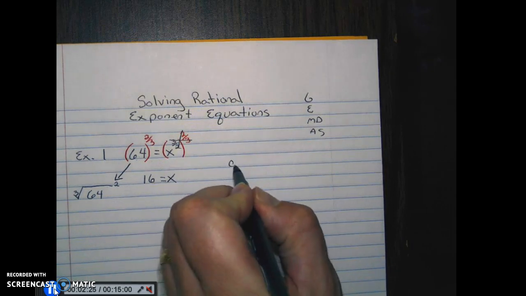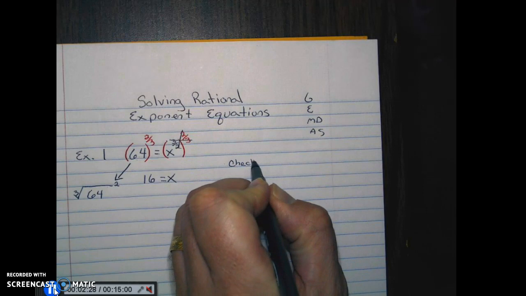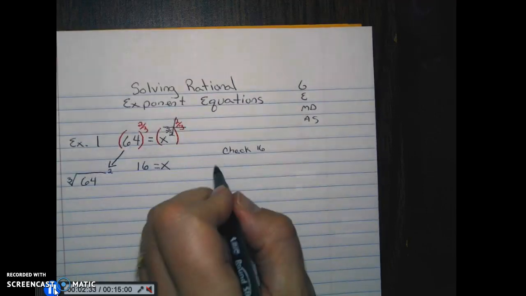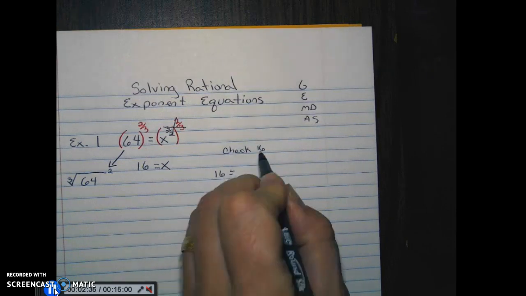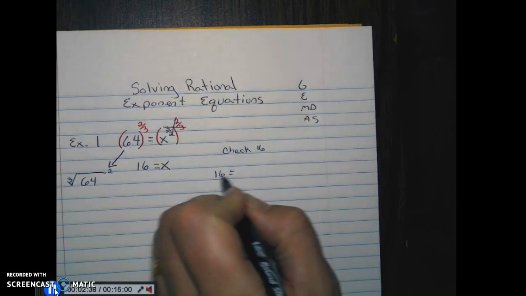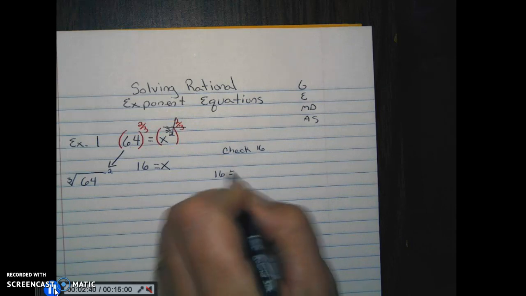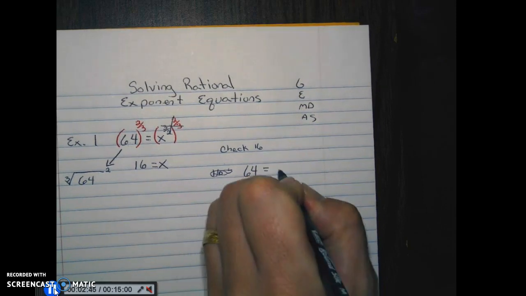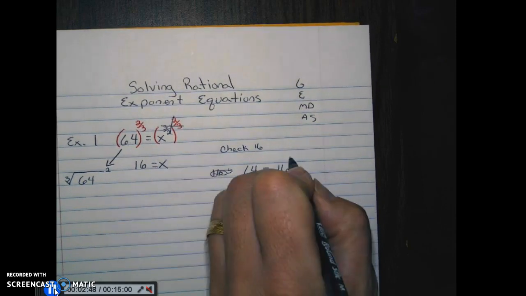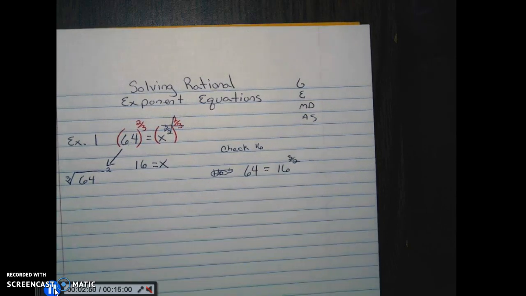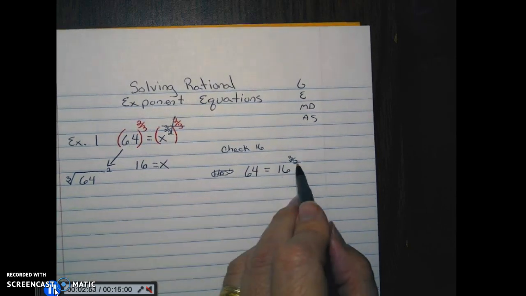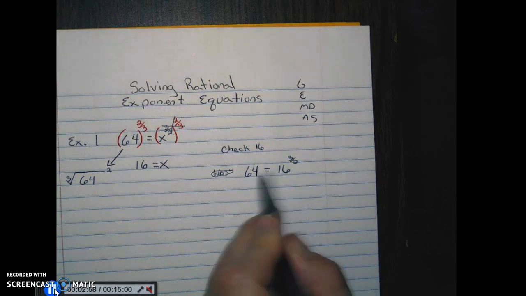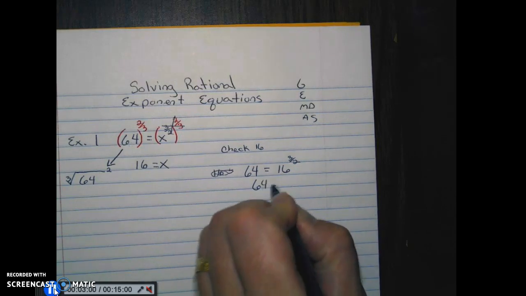Checking our answer just to be sure. So we rewrite the equation, putting a 16 in for x, and see if it comes out. So the square root of 16 is 4, and 4 to the third power is 64. So it checks out.